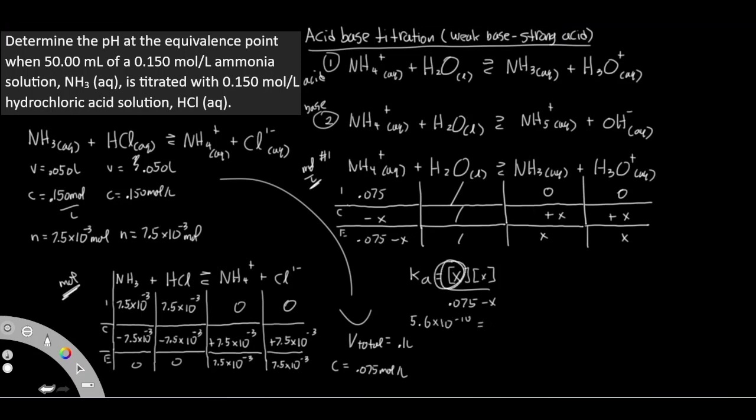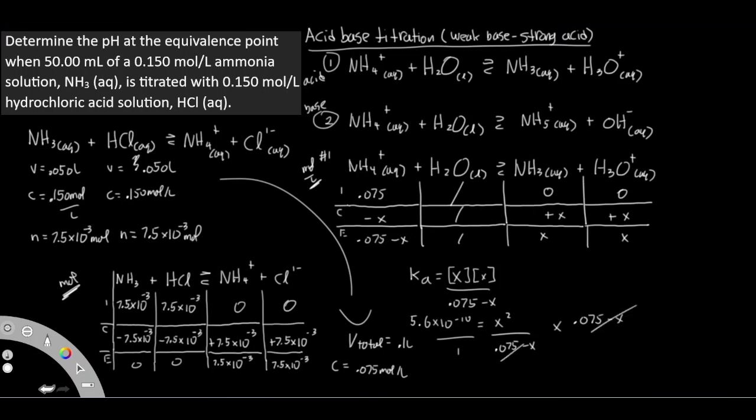Okay, and it's going to be multiplying this, which is going to be our NH3. It's going to be multiplying this, which is going to be our hydronium, and this is going to be on the bottom, NH4 plus. So we just get x squared all over 0.075 minus x. So of course right here we can just cross multiply, or if you want you could just multiply this side by our 0.075 minus x.